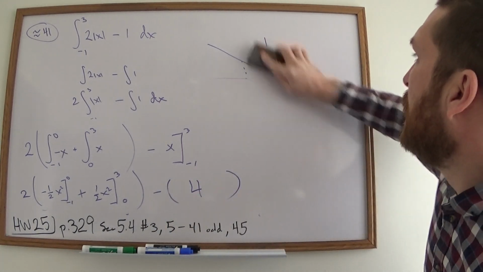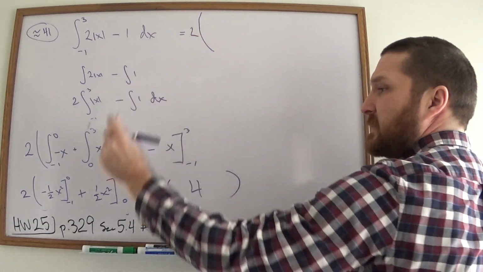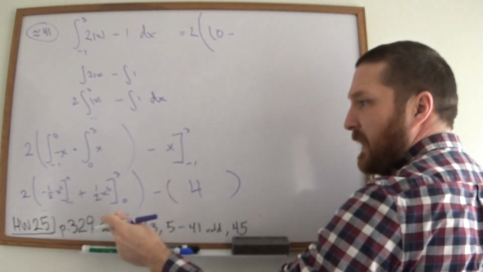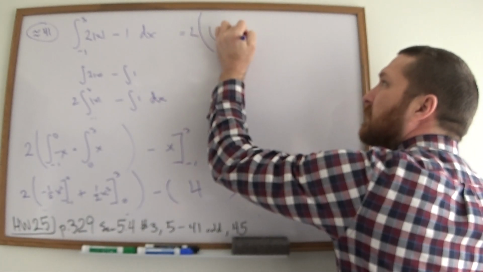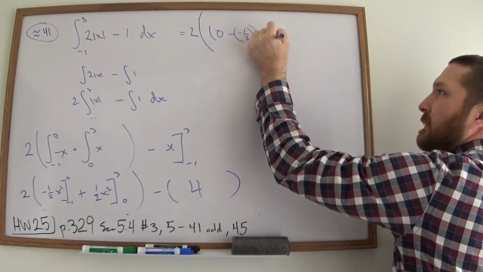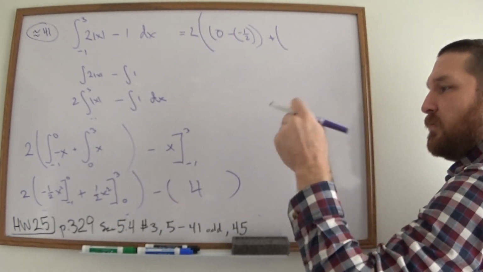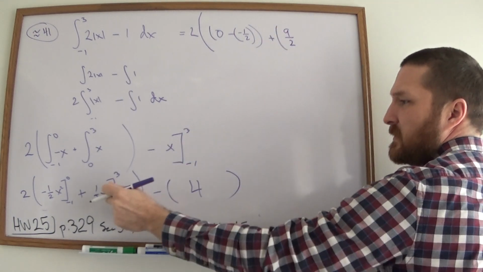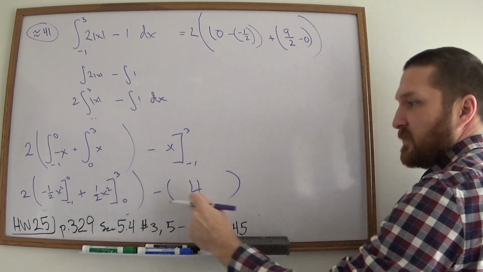Okay, now let's go up here and go equals 2 times, 0 minus, plug in a negative 1, times negative 1/2, plus, plug in a 3, so that gives us 3 squared is 9. So 9/2 minus, plug in a 0 is 0. Okay, minus 4.